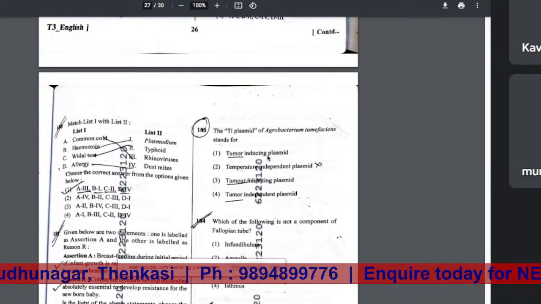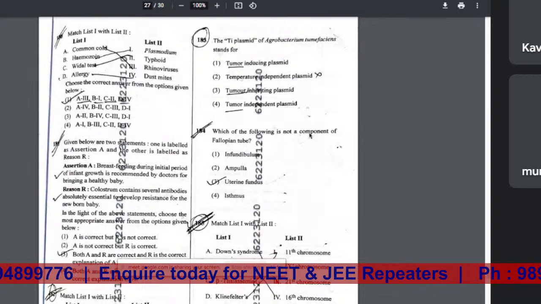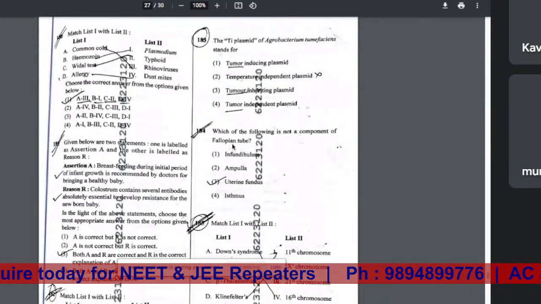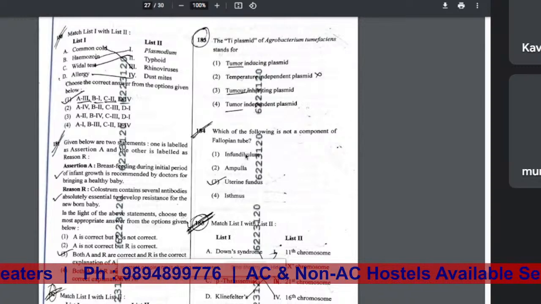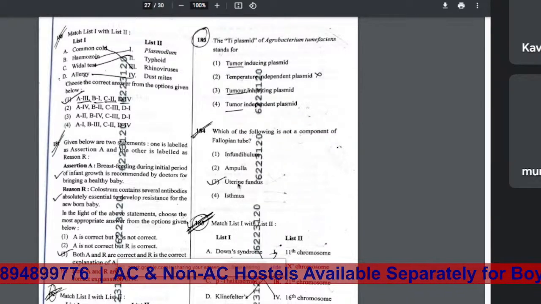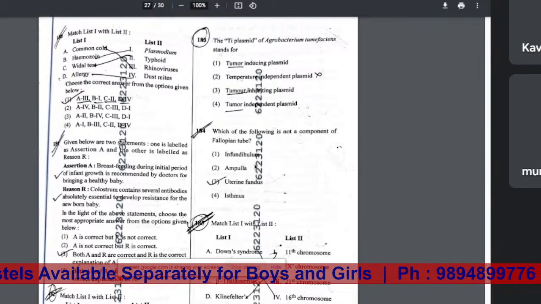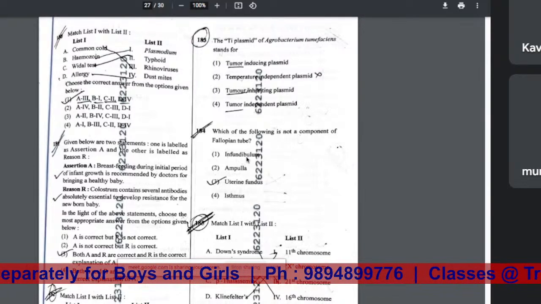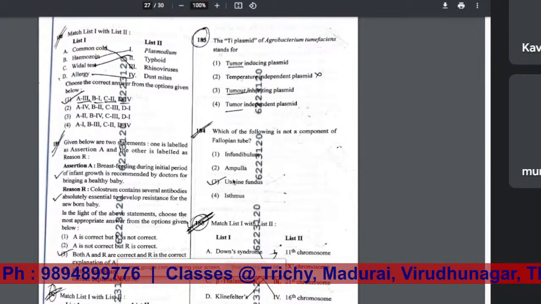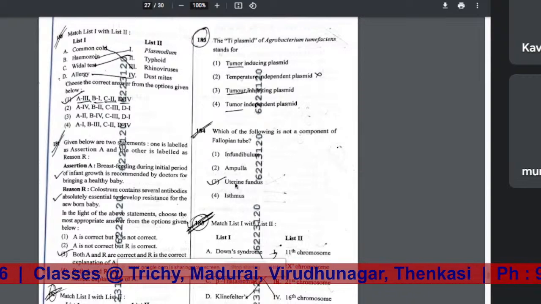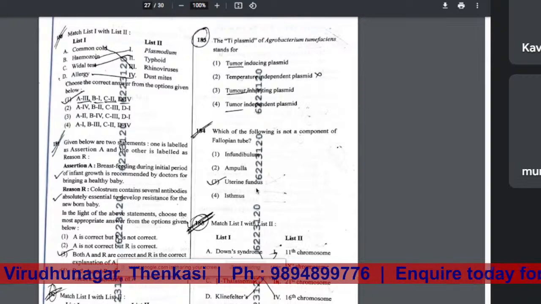The 184th question: which of the following is not a component of the fallopian tube? Fallopian tube has three parts: isthmus, ampulla, and infundibulum. Infundibulum is the place which receives the ovum. Ampulla is the next curvy portion, and isthmus is the next portion of the fallopian tube. Uterine fundus is part of the uterus. The word uterine itself is indicative that it is part of the uterus. So the answer, which is not a component of the fallopian tube, is uterine fundus.